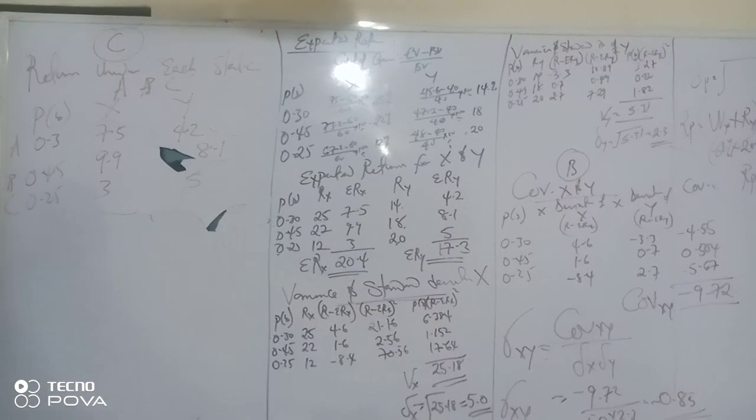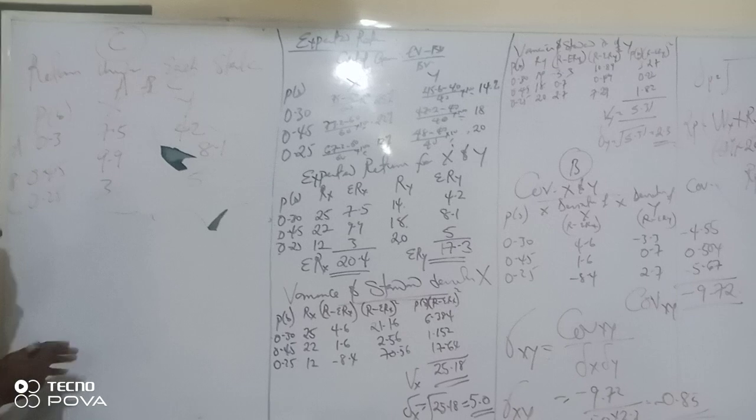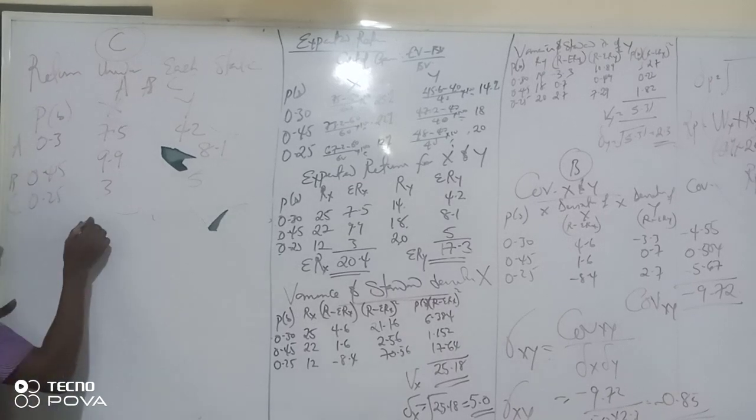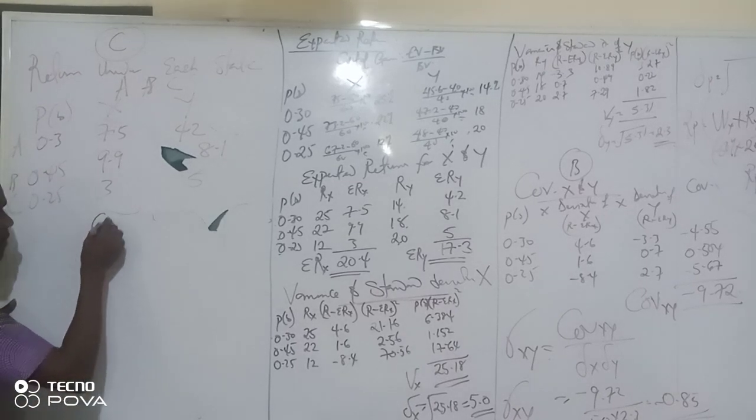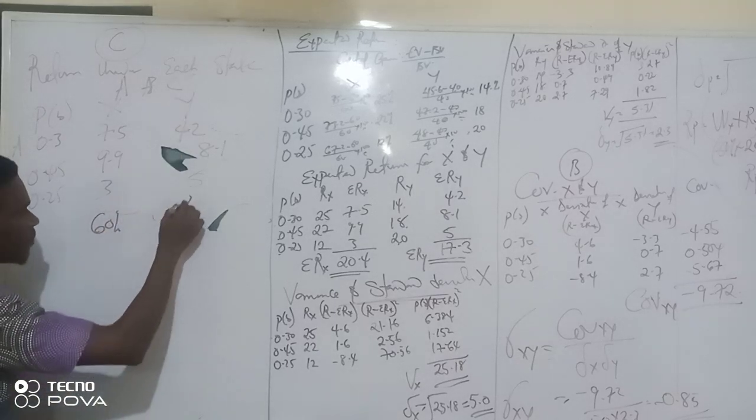The next thing to look at is how much we invest in X. We invest 60% in X. How much do we invest in Y? 40%.